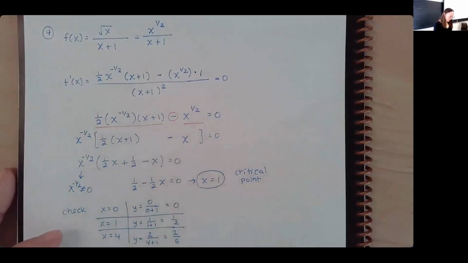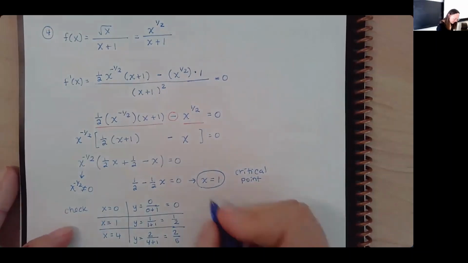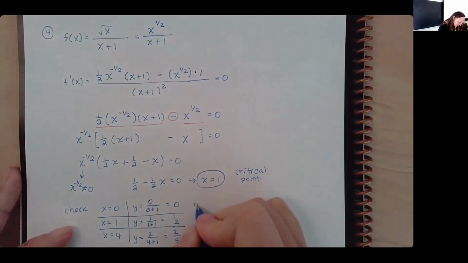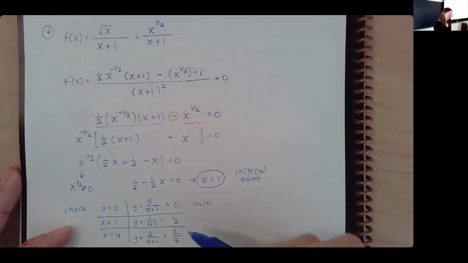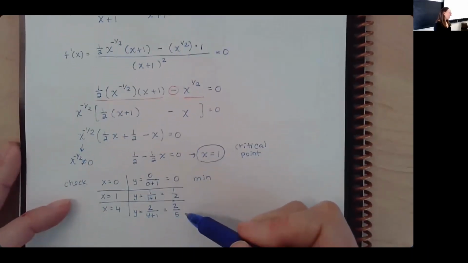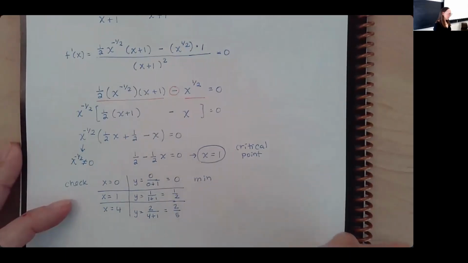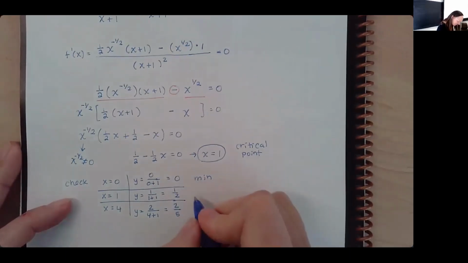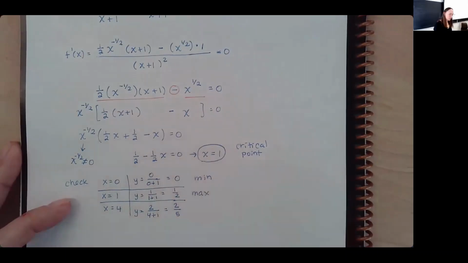So in terms of which one of those numbers is the smallest, 0 is the smallest. And then between 1/2 and 2/5, who's bigger? So there's my max.